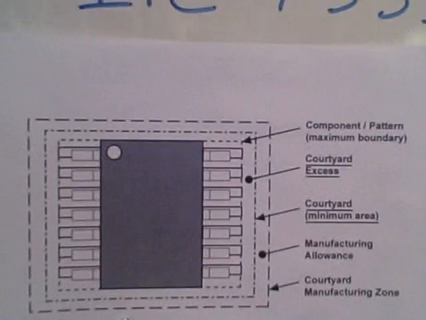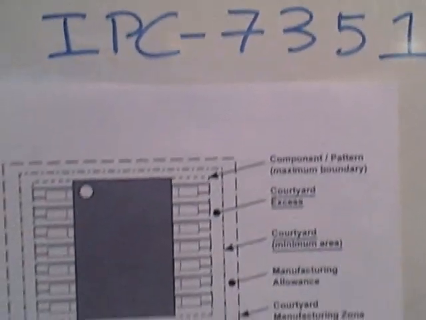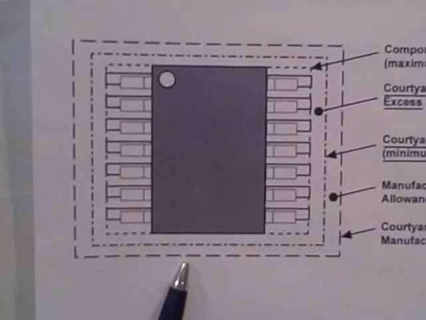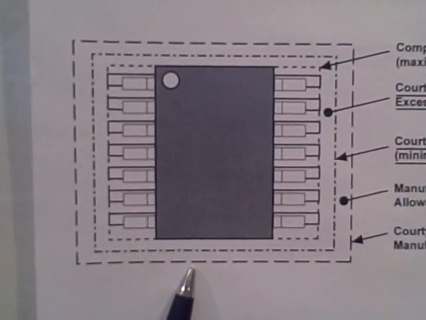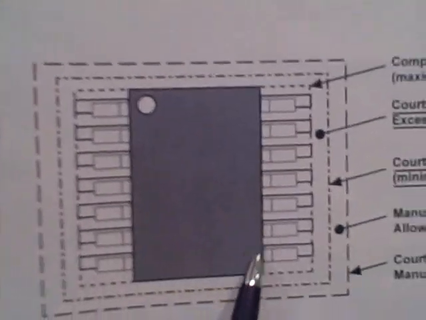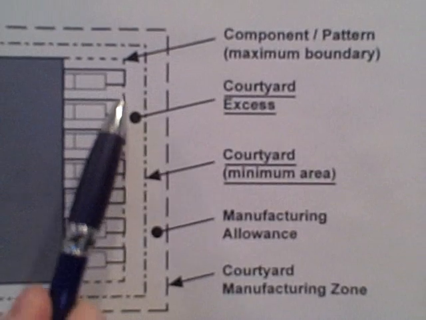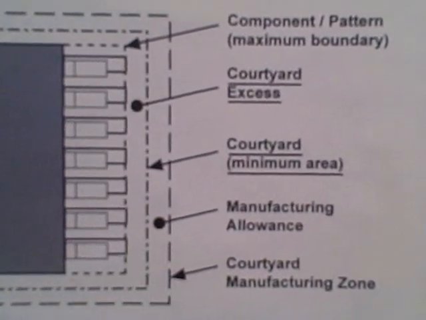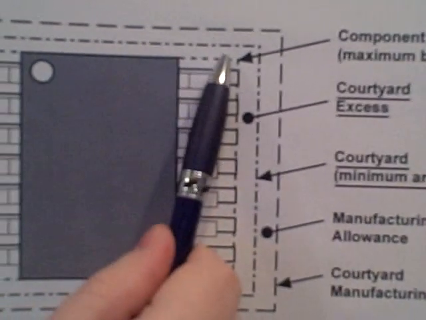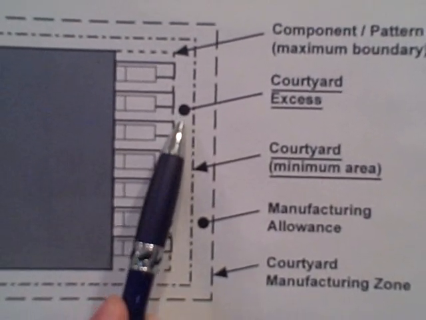Finally, we have the IPC-7351 standard for surface mount land pattern designs. One of the key things that this standard provides is something called a courtyard boundary. The courtyard is a combination of the placement of the surface part, including its lead termination, plus the land pattern for placing the part on the surface of the printed board. In addition, it also includes what's called a courtyard excess.